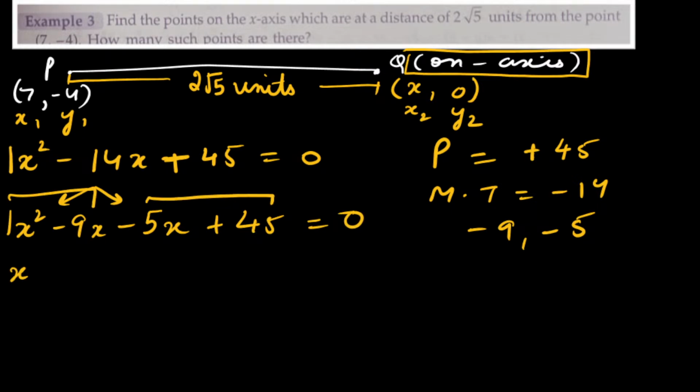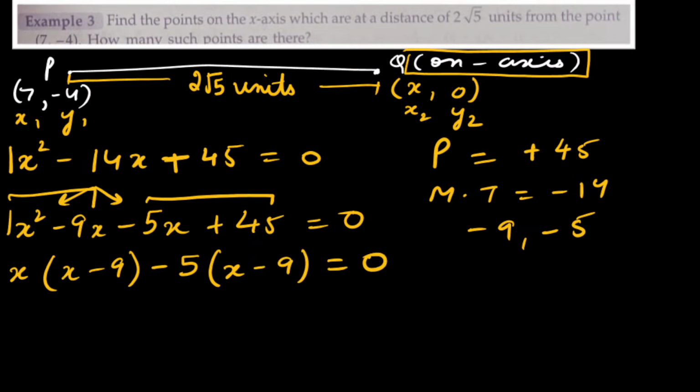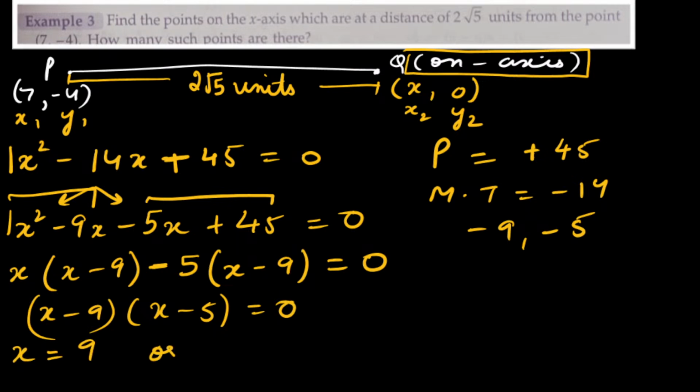If we take common here, x is common, so x minus 9. Here minus 5 we can take out common, so x minus 9. Whenever minus is outside, because of the minus multiplication, you have to change the sign here. So x minus 9 is common into x minus 5 is equal to 0. So we will get two values of x: x is equal to 9 or x is equal to 5. Those who have done this before me, you have got x is equal to 9 and x is equal to 5. Correct.